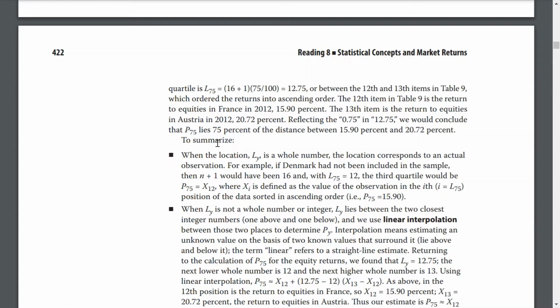To summarize, when the location of Ly is a whole number, the location corresponds to an actual observation. For example, if Denmark had not been included in the sample, then n plus 1 would have been 16, and L75 would equal 12. The third quartile would be P sub 75 is equal to X12, where X is defined as the value of observations in the position of the data sorted in ascending order.